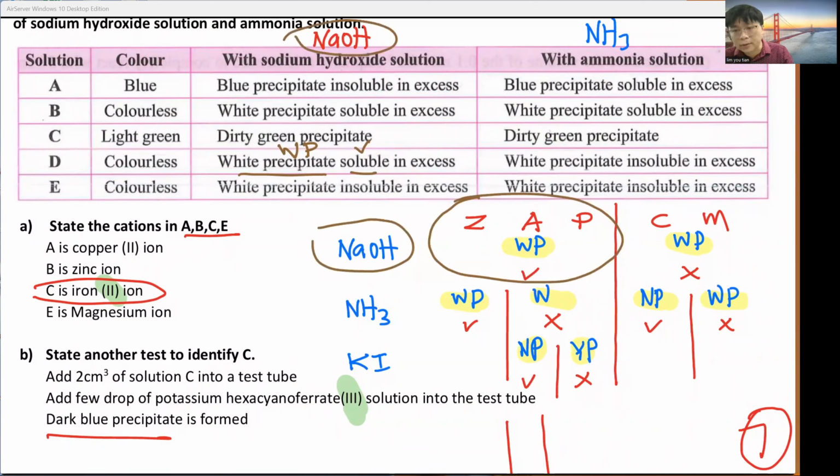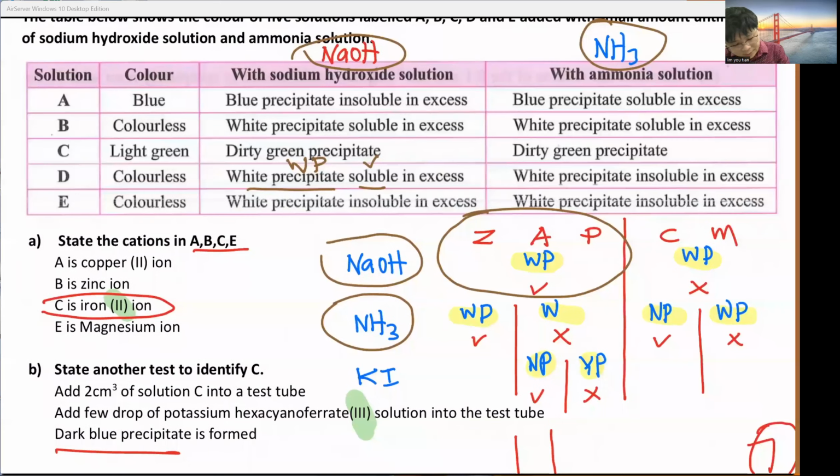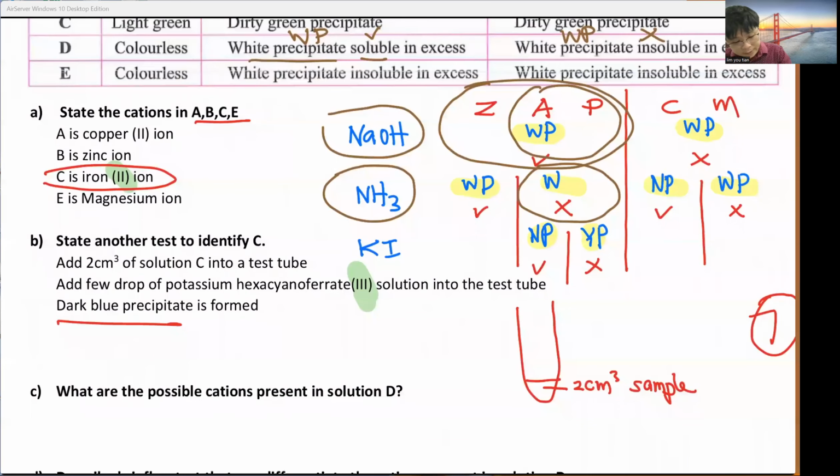Add sodium hydroxide, white precipitate soluble. Then add ammonia, white precipitate insoluble. So it's this here, which means Al and Pb. So we know that it's either aluminium or Pb. So in solution D, highly suspected are aluminium and Pb.